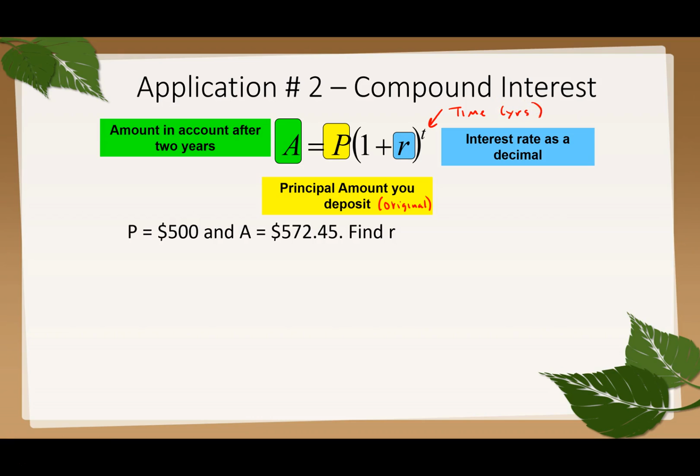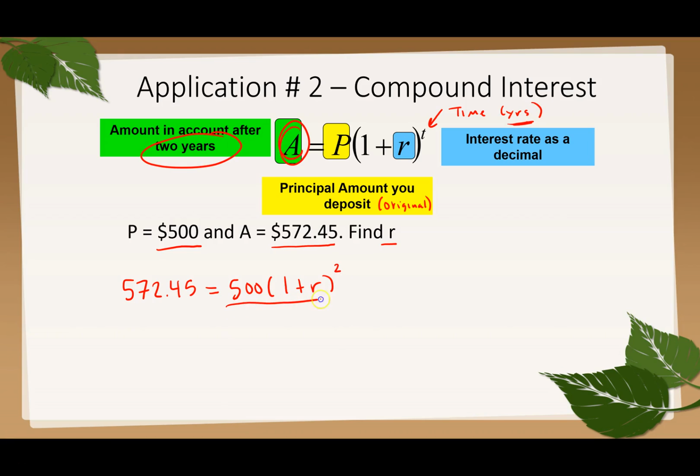All right, so here's your problem. So you originally put in $500, but now your account is up to this. Find what your interest rate is. Okay, so that's going to be 572.45, right? I'm plugging in for A, that's my amount, equals my principal, which is 500, and then 1 plus R, and then my years, how many years? Well, it says here 2 years.